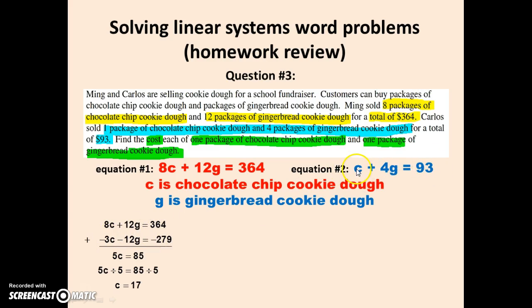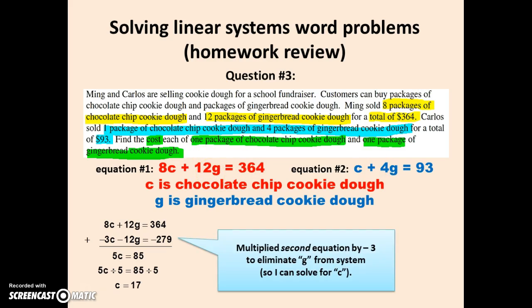So I get -3 times C is -3C. 4G times -3 becomes -12G. And 93 times -3 becomes -279. So that's the way I rewrote my second equation. I multiplied everything here by -3. Why? So I could eliminate the G's.